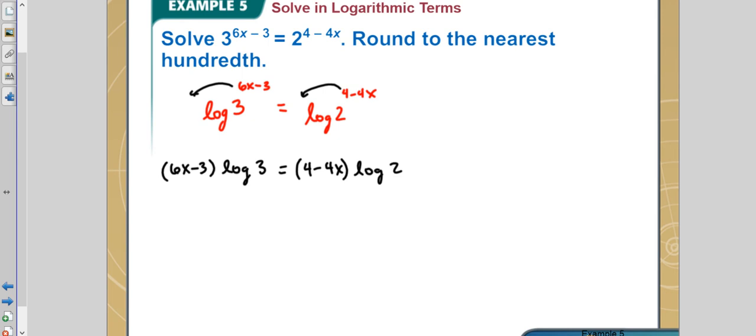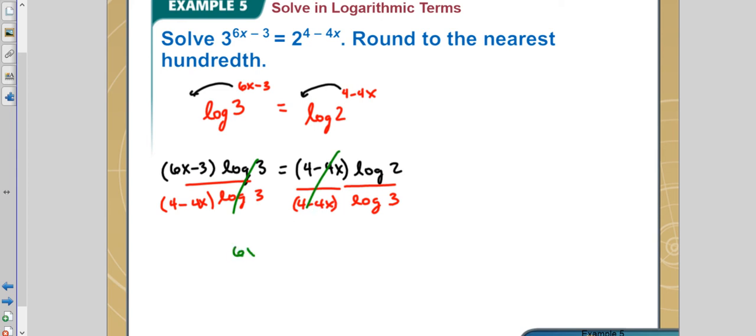Now here's what I will do. I'm going to set the things that I can type in the calculator on one side. So I'm going to just divide both sides here by log 3. But that's not the only thing I want to divide out here. I'm also going to divide out here 4 minus 4x. And so when I do that, on the left side, the log 3's go away. On the right side, the 4 minus 4x's go away.